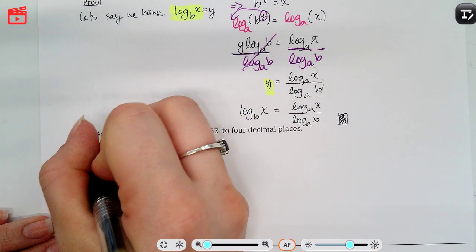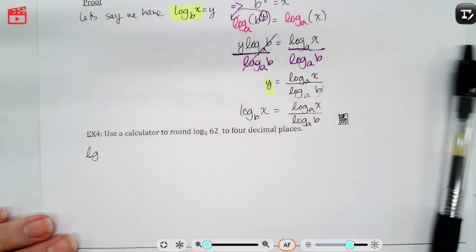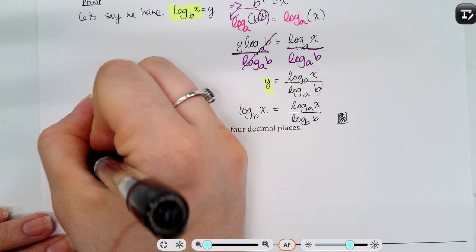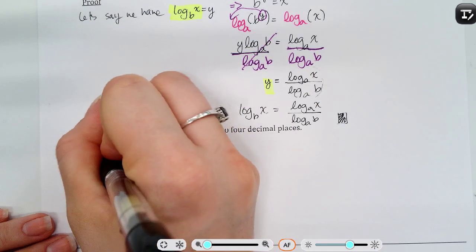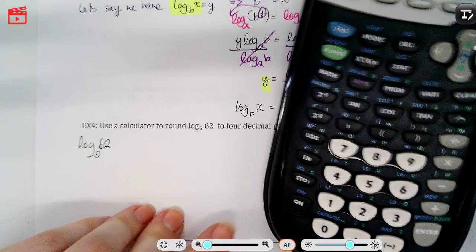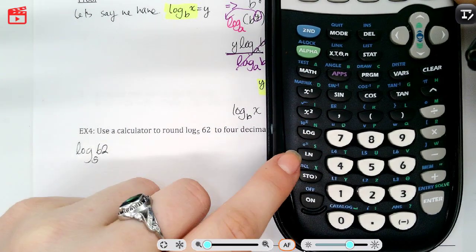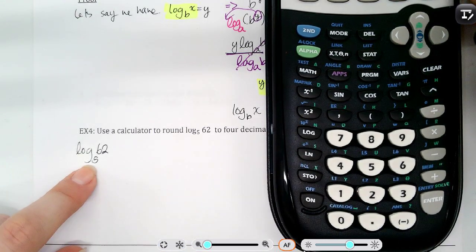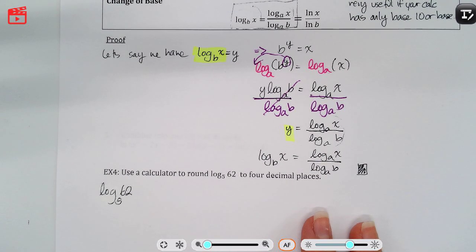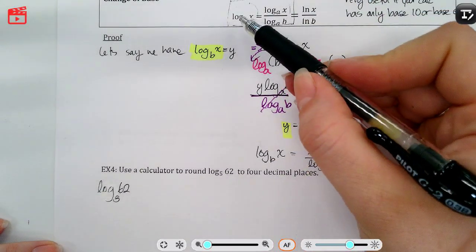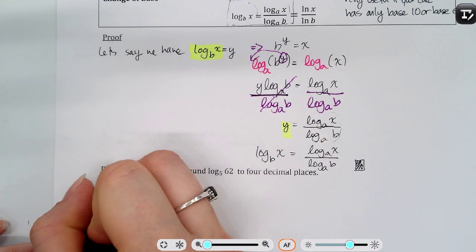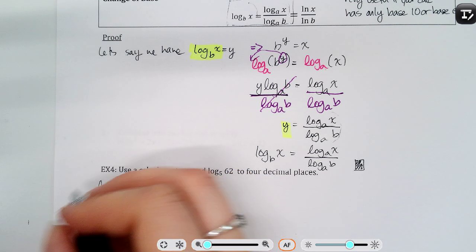All right, so suppose I have to solve log base 5 of 62. But here I am with my sad calculator, and I am stuck. I only have log base 10 or the natural log. That's a base 5. What do I do? Well, we have the change of base. According to this formula, my base is b, so b equals 5. And my x value here is 62.